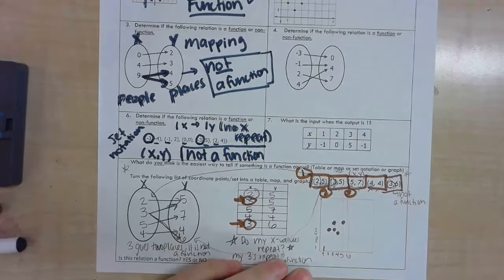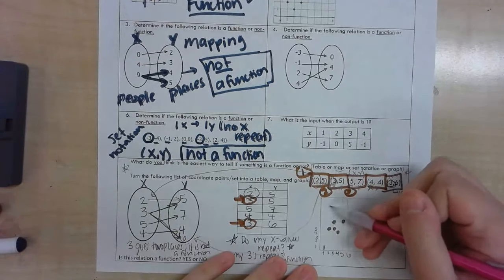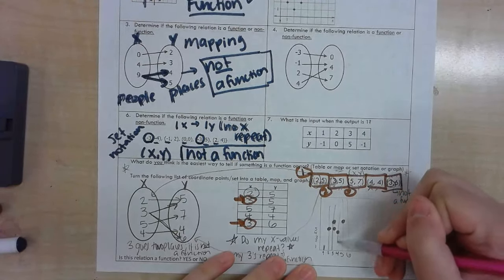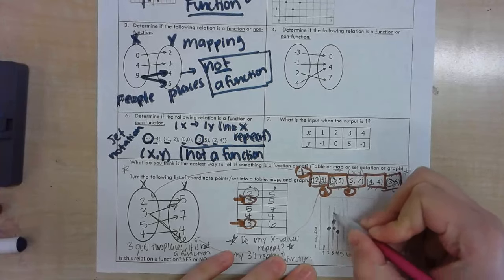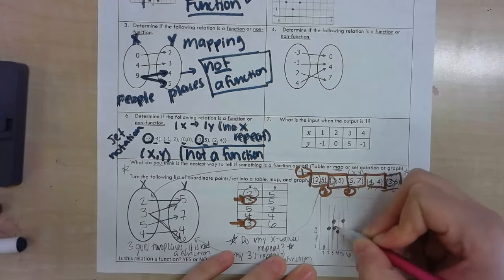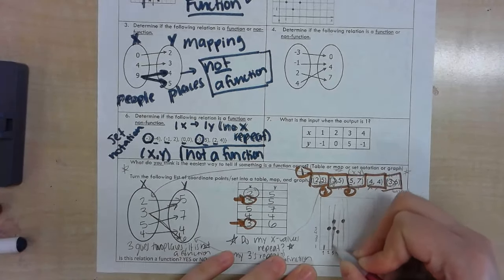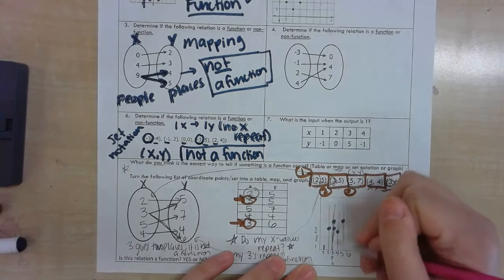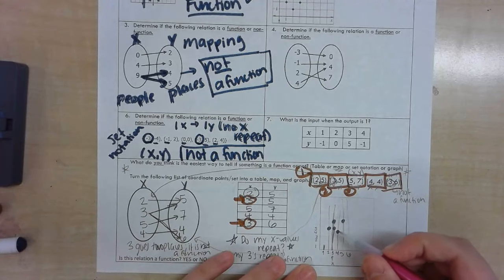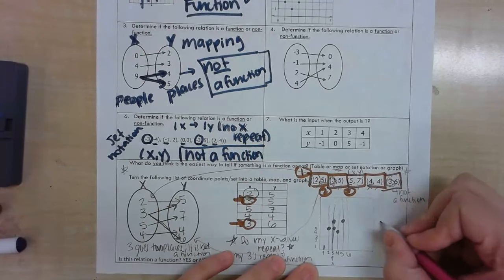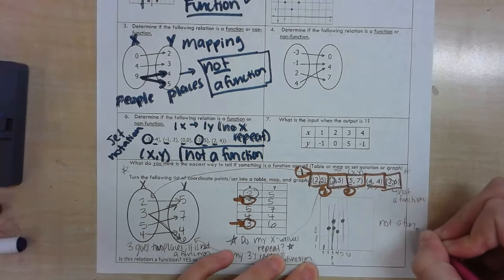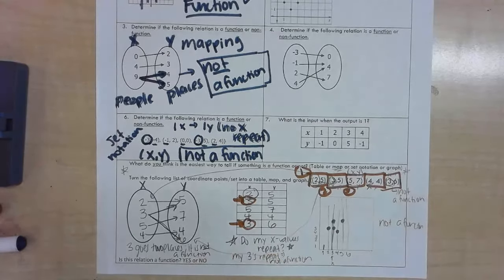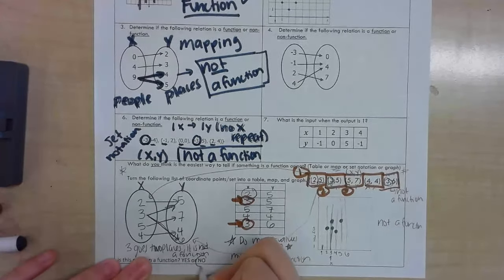Remember, the rule I'm thinking about is if I drew a line up and down, would any of them go through 2 points? And it looks to me like this line right here is going to go through those 2 points because their x values are both 3. So it fails the vertical line test, and I have 2 dots on top of each other. So I still know that this is not a function. So at the bottom, is this relation a function? We've said many times the answer is no.